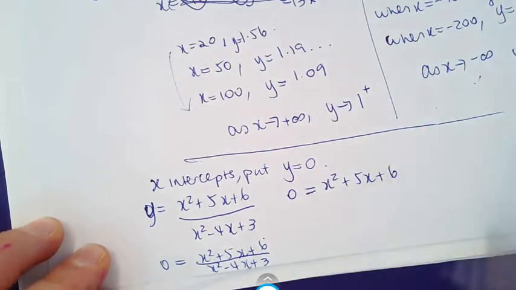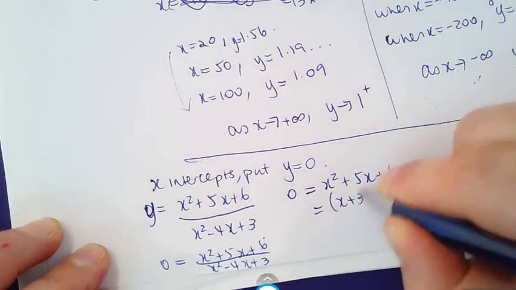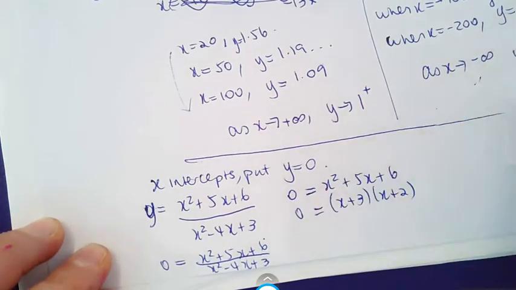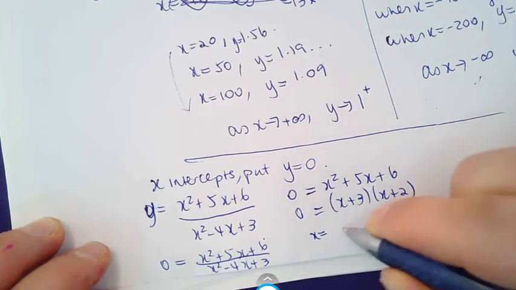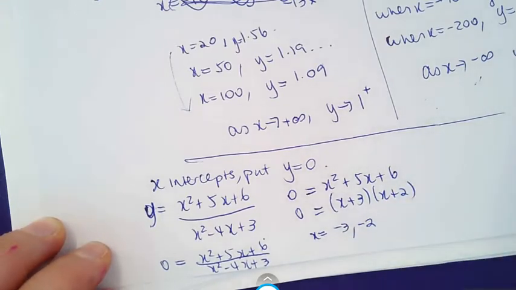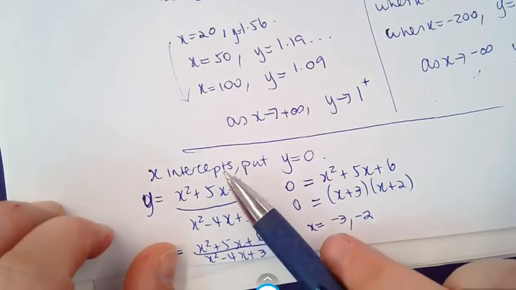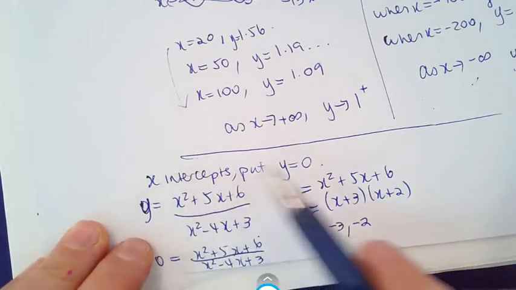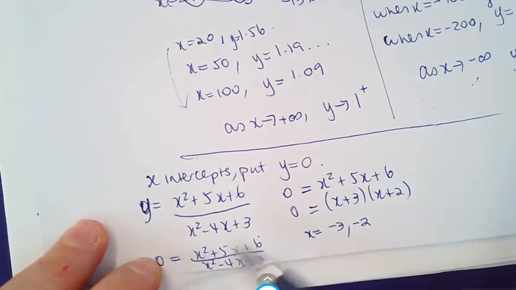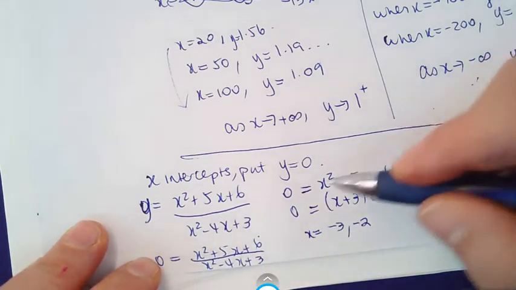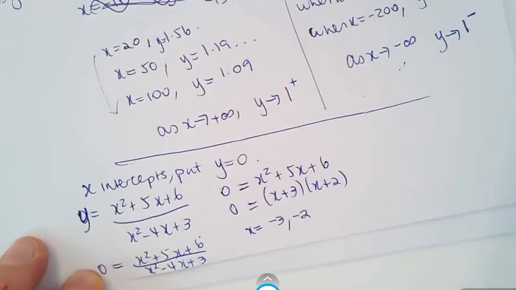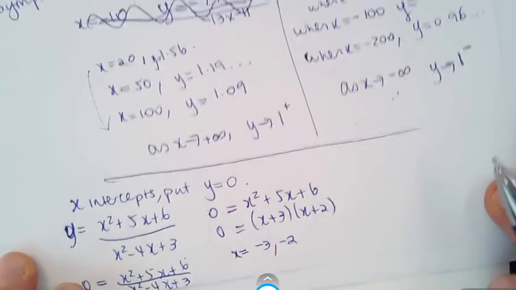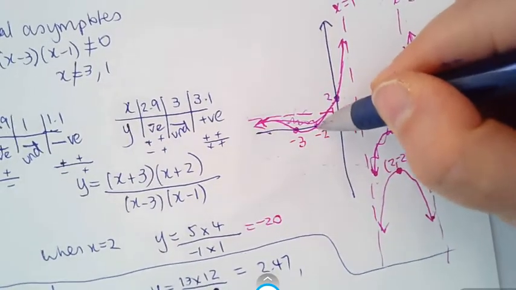Now, I already know from before that if I factorize the numerator, I get x plus 3 times x plus 2. So my x-intercepts are x is -3 and x is -2. Remembering, for x-intercepts, put y is 0. The denominator can't equal 0, so the numerator has to be 0, it's got to be 0 over something. I factorize it, and I get x is -3 and -2, and I put that on my graph. So they're my x-intercepts, -3 and -2.